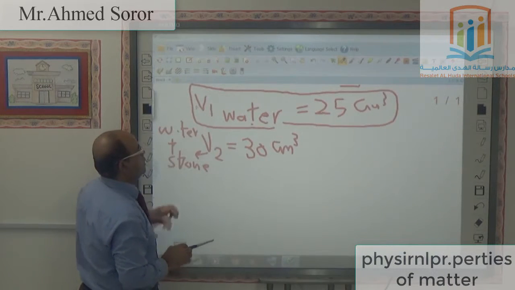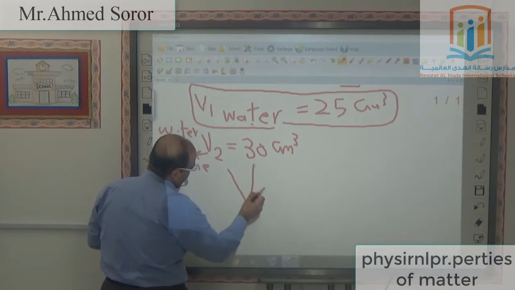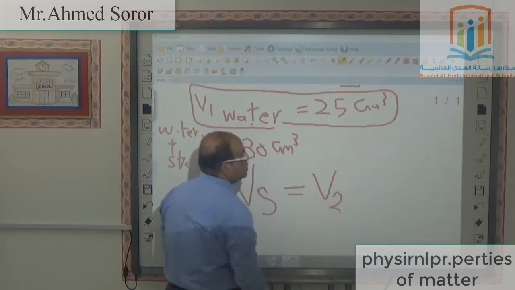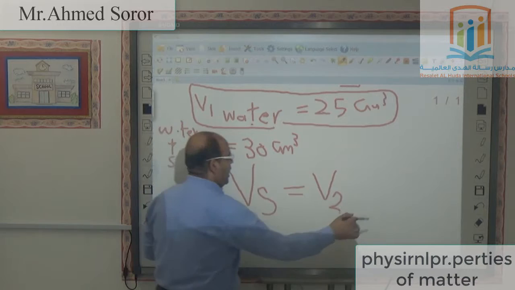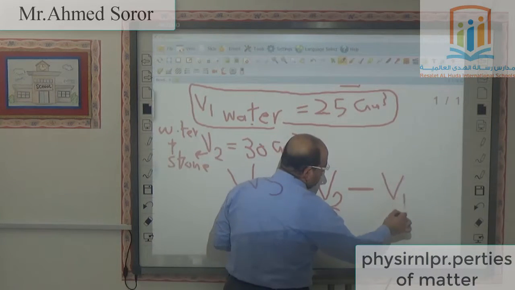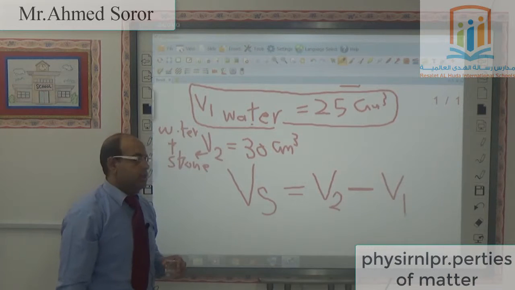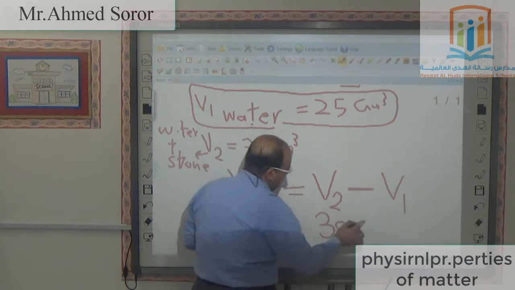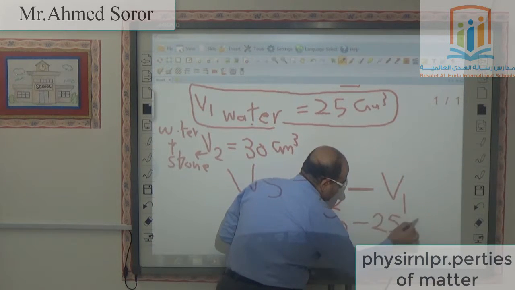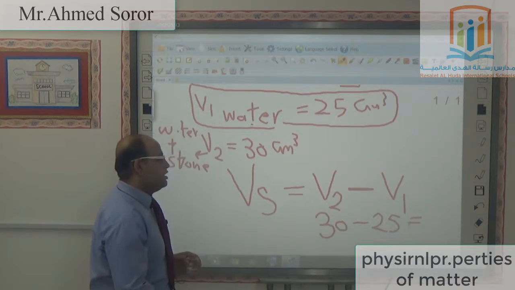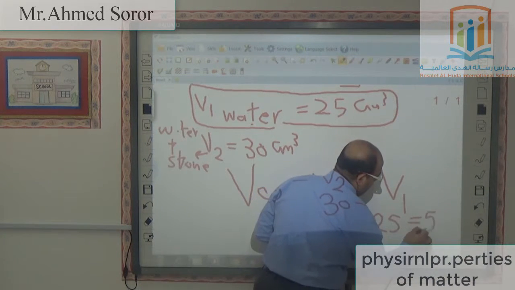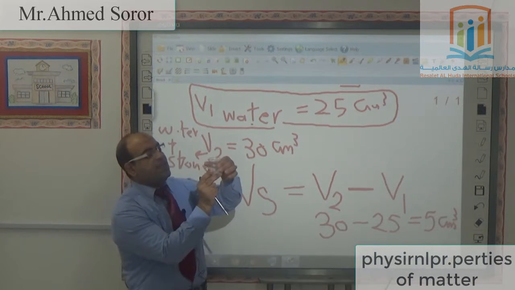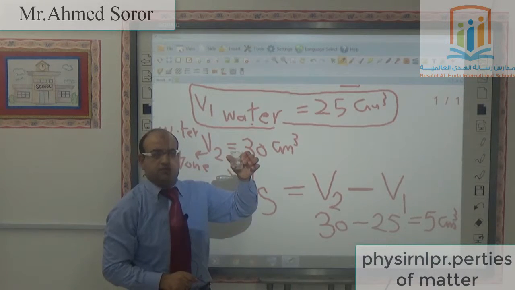You can calculate the volume of stone. V stone equals V2, the volume of stone and water, minus V1, the volume of water only. The volume of water and stone equals 30 minus 25, equals 5 cubic centimeters. So the volume of the stone in this beaker equals 5 cubic centimeters.